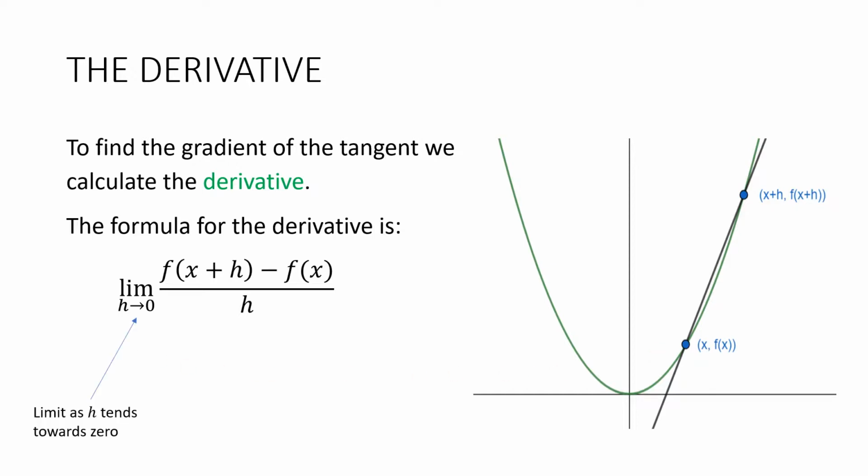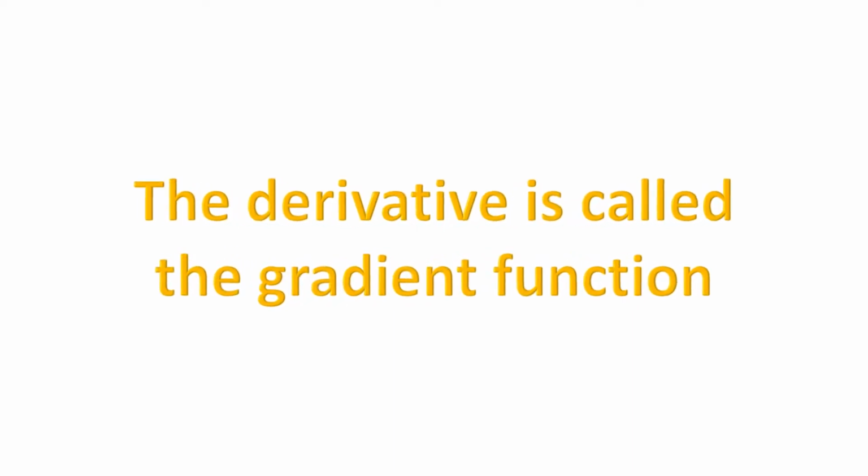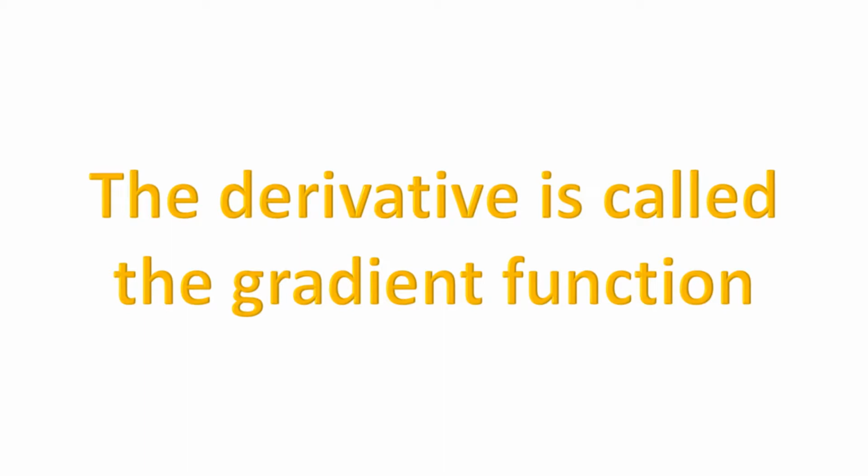Okay, so this first bit is the limit as h tends towards 0, and this part here is the gradient between the points. Okay, and that, in its essence, is what calculus is. The derivative is called the gradient function. Now this is really important. That's why I've put it in big, bold yellow letters. We've always got to come back to what does it actually mean. When we find the derivative, we are finding the gradient of a tangent at a particular point.